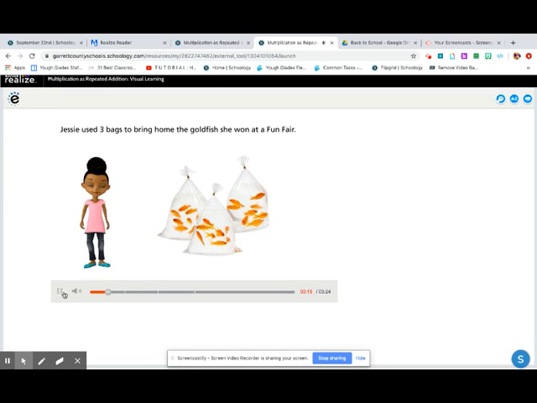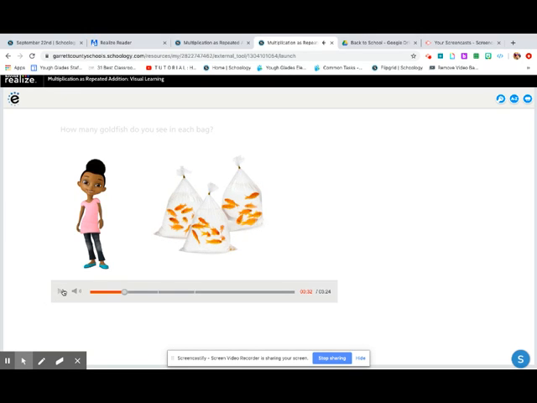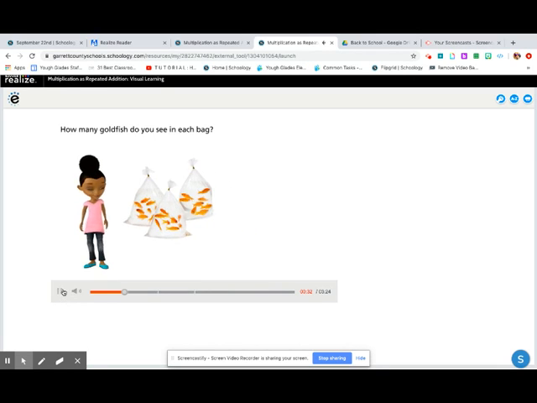Jessie used 3 bags to bring home the goldfish she won at a fun fair. She put the same number of goldfish in each bag. How many goldfish did she win? Let's find out. So the first thing we need to find out is, how many groups does she have here? And how many is in each group? How many goldfish do you see in each bag?